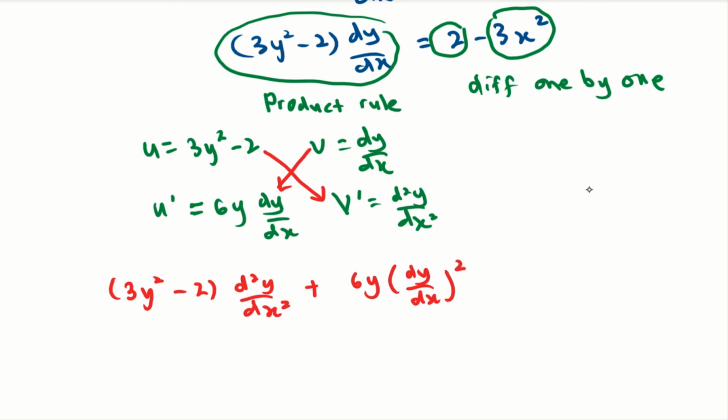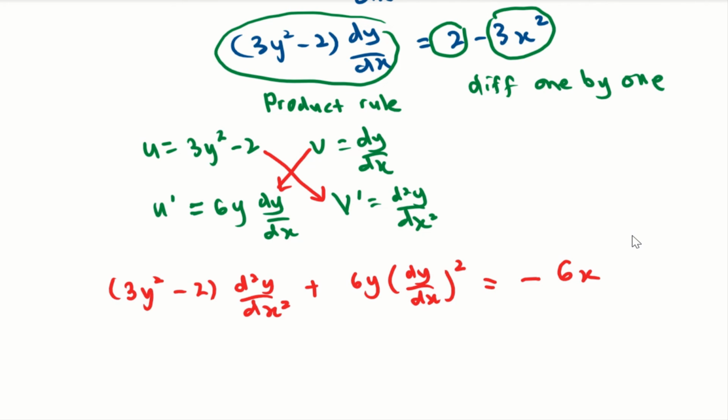Okay. Ini untuk sebelah kiri. And then sebelah kanan, we differentiate 2, we get 0. Kita tulis 0 minus, we differentiate 3x square become 6x. So untuk sebelah kiri kita dapat, sebelah kanan kita dapat tolak 6x.